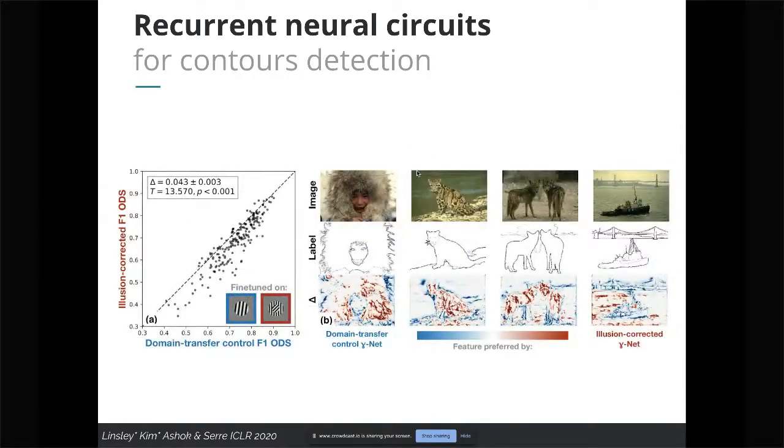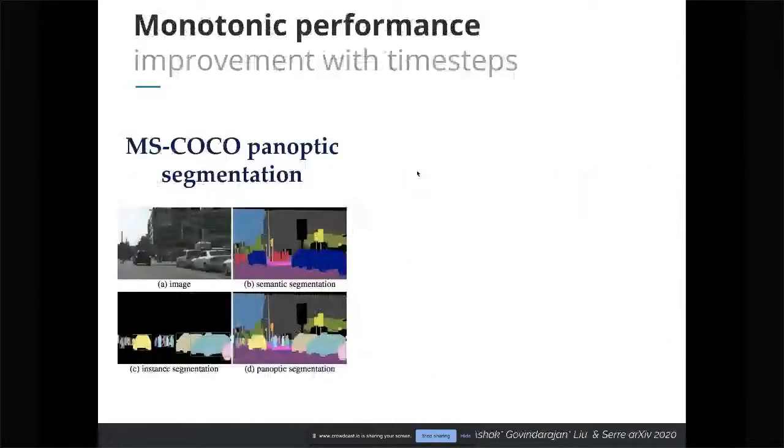I'm going to skip this because I'm going to run out of time. I'll just say that we found a way to correct for the illusion. And we find that if we do this, two things happen. One, the accuracy of the recurrent neural network drops. So the tilt illusion is really not a bug. It's something that is part of the inherent computation carried out by the system, and that seems to be optimal for contour detection.